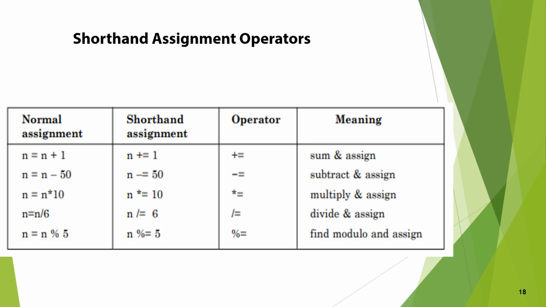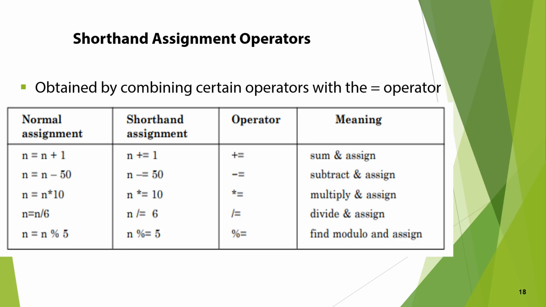Next are shorthand assignment operators. In this, we are combining an operator with the equal to operator. So a certain operator will be combined with the equal to operator, and then we form a shorthand assignment operator. Now in this table, the assignment which we generally write is given, its shorthand assignment is also given, the operator used for that is given, and its meaning is also given. So let us see one by one.